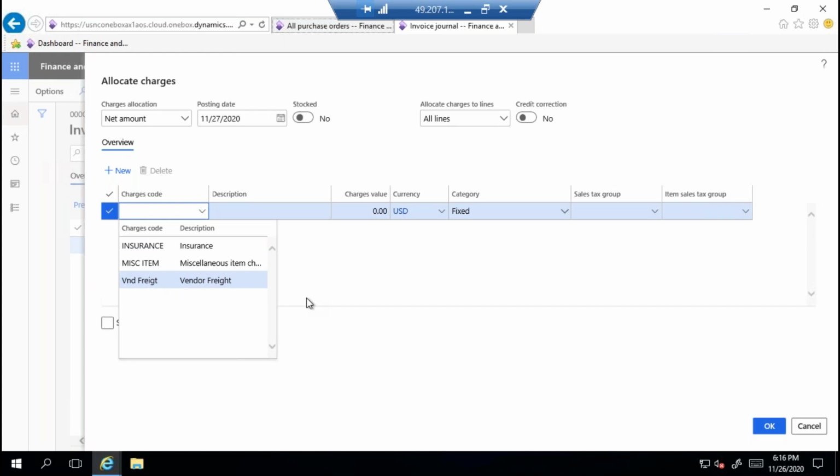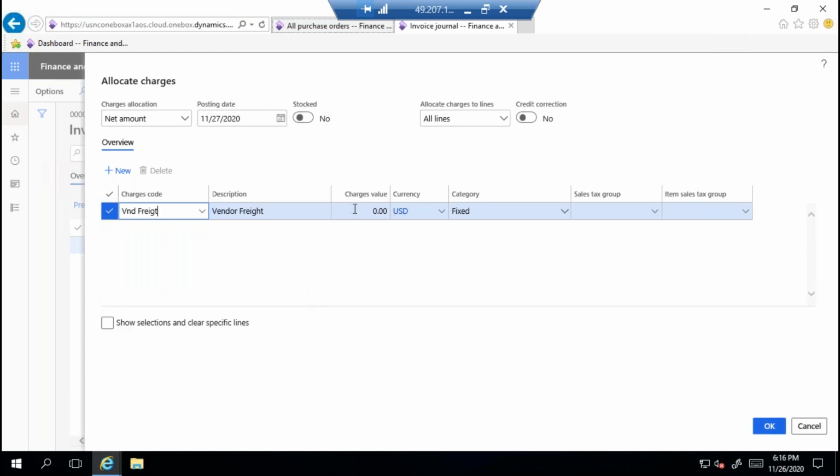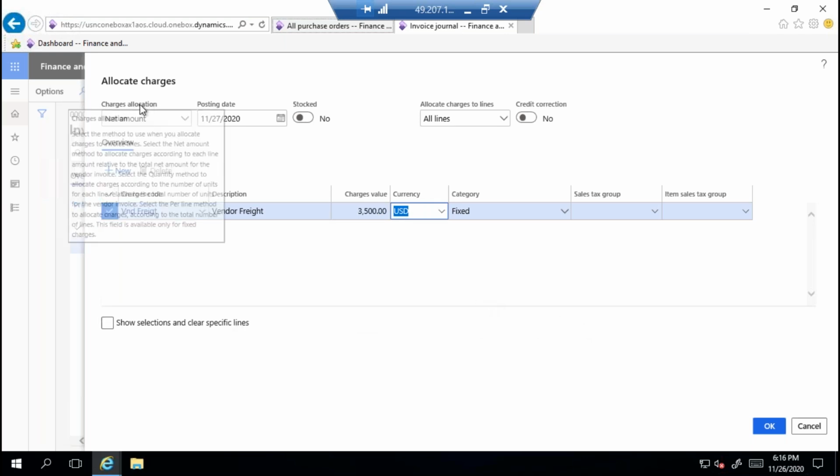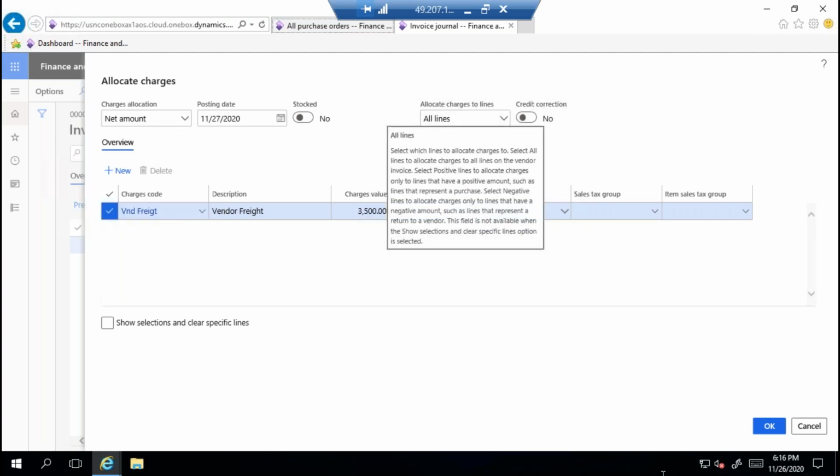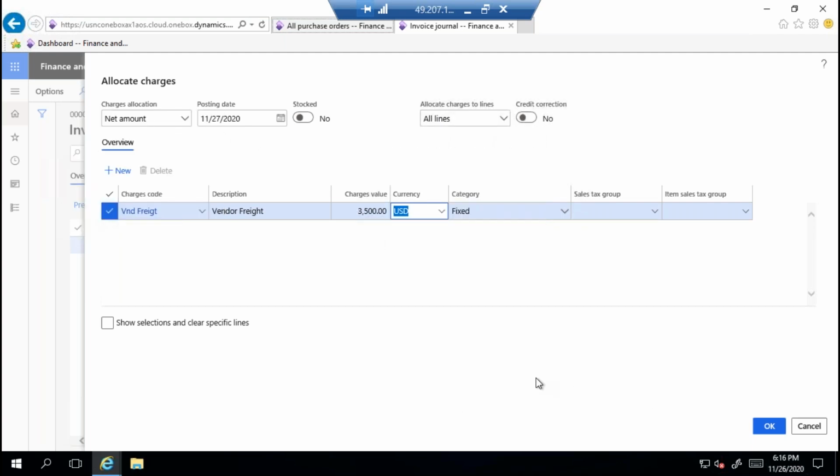We should do both, or only this one? Both, both. You go to net amount, allocate charges, net amount, all lines. Okay, net amount, you need to click like this. Then what happens? It will be updated for the inventory.